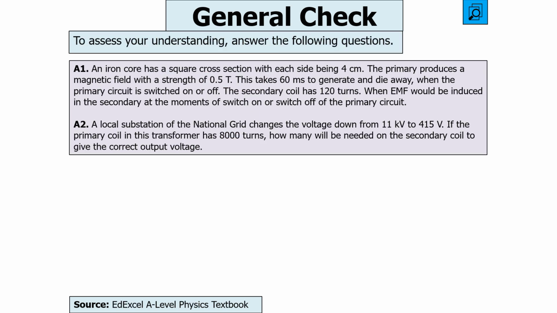The next question says, an iron core has a square cross section with each side being 4 centimeters. The primary produces a magnetic field with a strength of 0.5 teslas. This takes 60 milliseconds to generate and die away when the primary circuit is switched on or off.